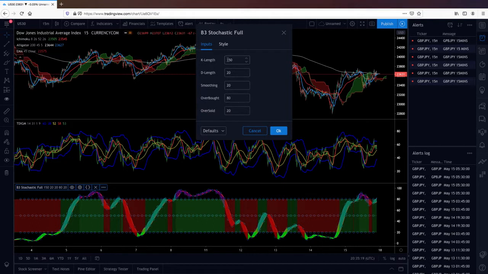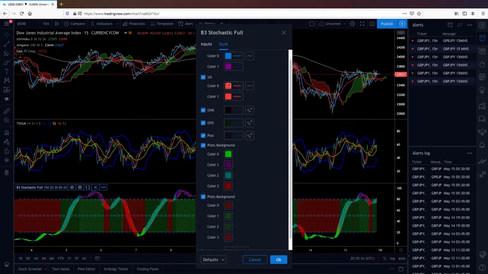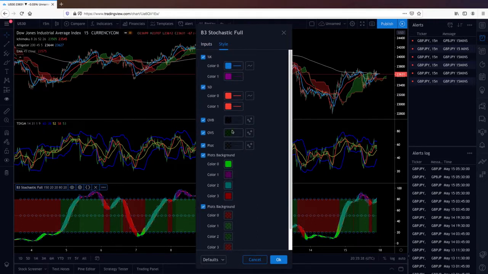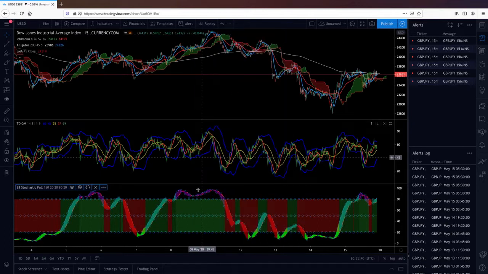I literally started from a K-length of 10 all the way to 150, and different D-lengths. I really broke it down and wanted the most accurate, and that comes over time. I got it, and it was easy trading from there. The styles are like this. You want to make sure your styles look like this, with this color. Okay, now let's get back into it.